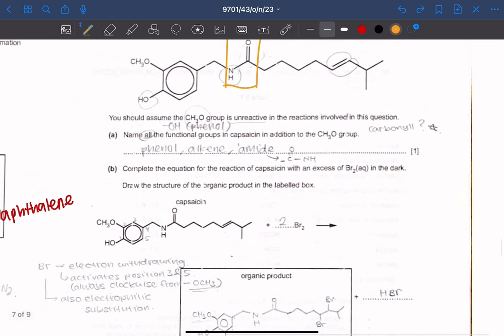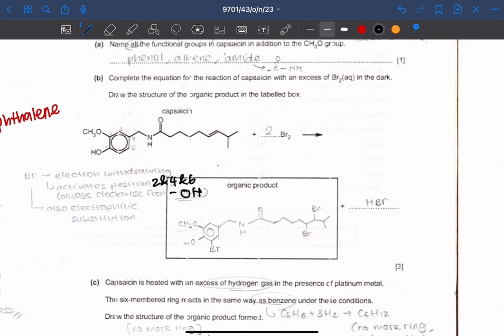Okay, next, B. Complete the equation for the reaction of capsaicin with an excess of aqueous Br2 in the dark. Draw the structure of the organic product in the labeled box. So OH is an activating group which directs to positions 2, 4, and 6, and the OH in the benzene takes priority in where to start counting, and it's always clockwise from the OH. So OH is 1, 2, 3, 4, 5, 6. So Br could attach at position 2, position 4, and position 6. But because 2 and 4 are taken by other bonds, Br can only attach to position 6.